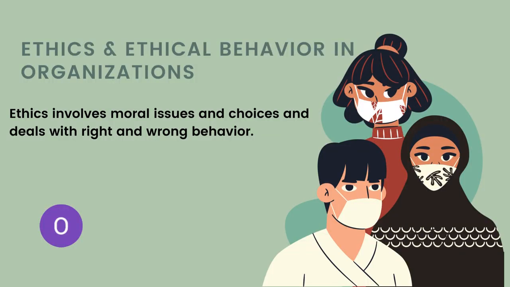Ethics and ethical behavior in organizations. Ethics involves moral issues and choices and deals with right and wrong behavior. Not only individuals and groups, but also a number of relevant factors from the cultural, organizational, and external environment determine ethical behavior. Cultural influences on ethical behavior come from family, friends, neighbors, education, religion, and media. Organizational influences come from ethical codes, role models, policies and practices, and reward and punishment systems.